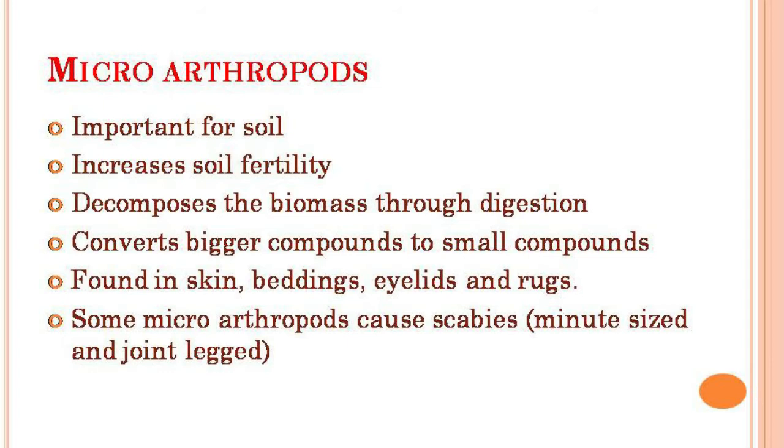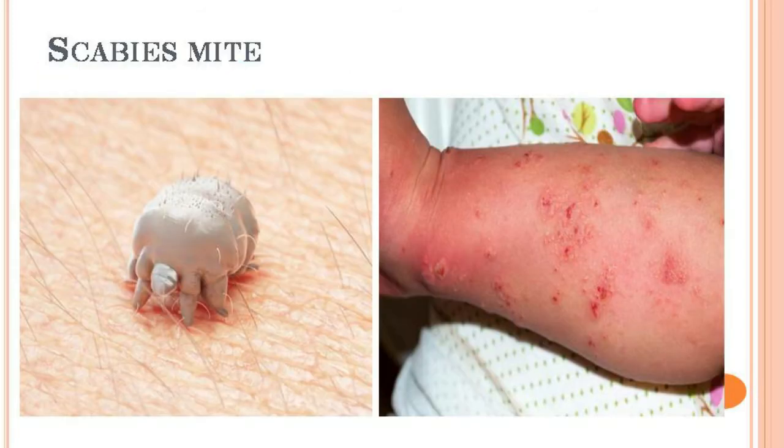There are some microarthropods that can cause a deadly skin infection, which is called scabies. Scabies is actually caused by a microorganism which is an arthropod. Those are called scabies mites. You can see the scabies mites in the picture. Yeah, the silver one which you can see here is a scabies mite, which basically stays on the skin.